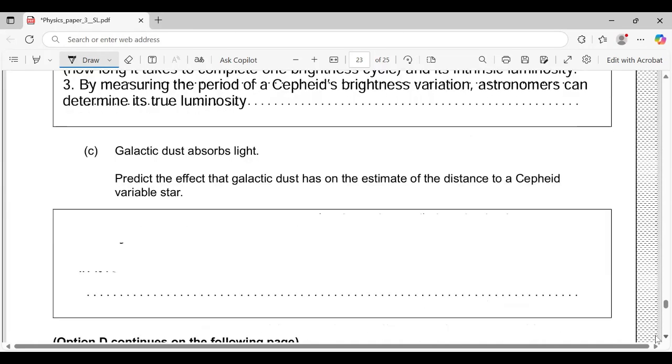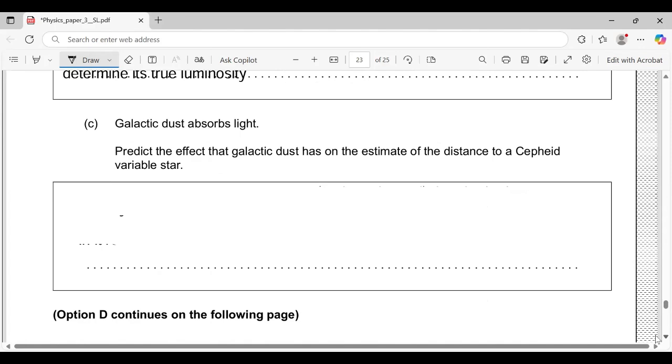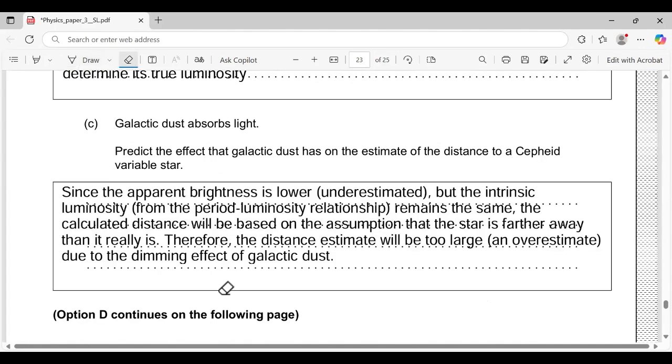The next question, galactic dust absorbs light. Predict the effect that galactic dust has on the estimate of the distance to a Cepheid variable star. For each one, I have provided my explanation.